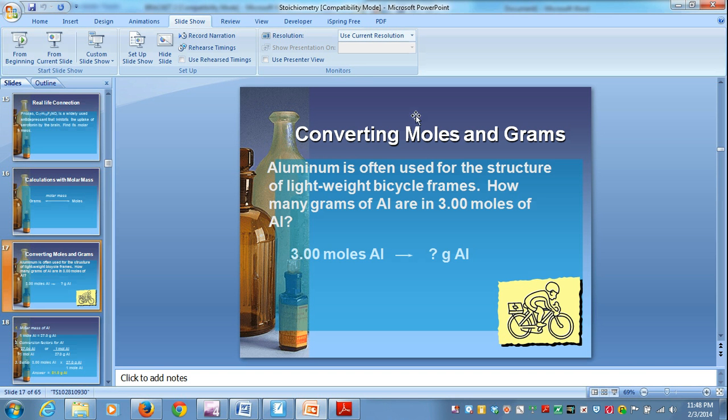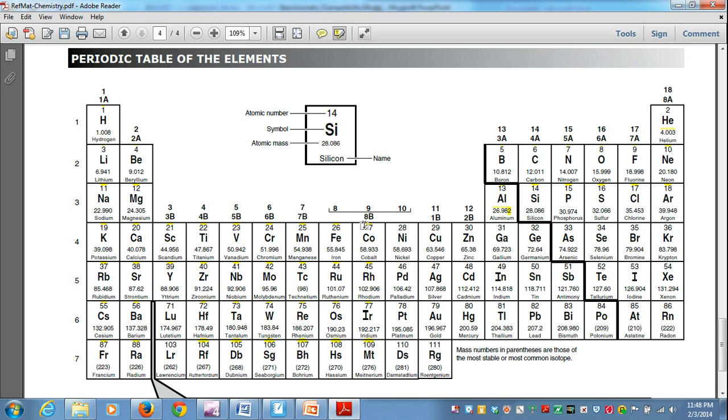Well, you have to revert back to the periodic table. When you look at the periodic table, you have to find the element for aluminum, which is right here. It has the atomic number 13, the symbol is Al, and if you look at the mass, it says it's 26.982. What we're going to do is round to the tenths position, which is 0.9.